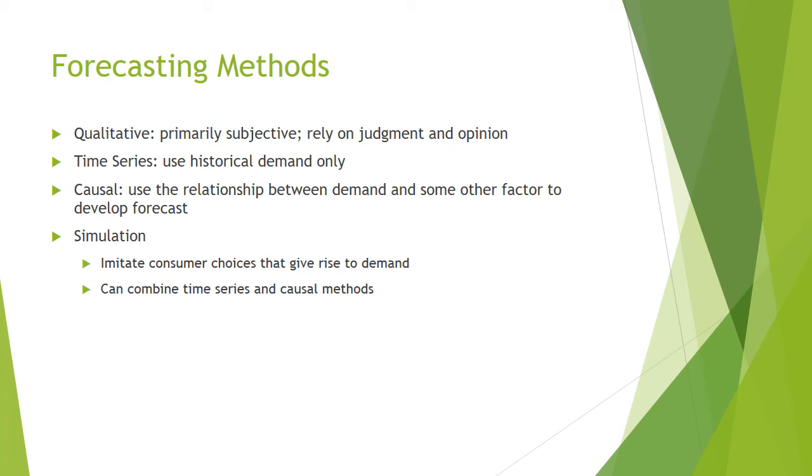And the next type of forecasting method is simulation. The simulation forecasting method imitates the customer choices that give rise to demand to arrive at a forecast. So using simulation, a firm can combine time series as well as causal methods to answer questions such as what will be the impact of a price promotion, what will be the impact of a competitor opening a store nearby. Likewise, we can go for what-if analysis by using this forecasting method.